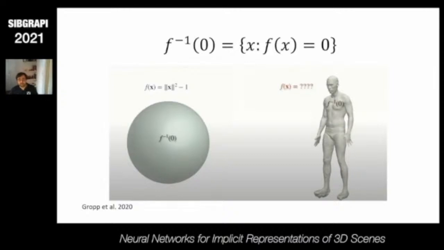One way to represent 3D shapes is implicitly, as a zero level set of some function. If you think about simple shapes, just like spheres, this representation is well known. However, this is not the same for complex shapes. For example, here, a human shape.